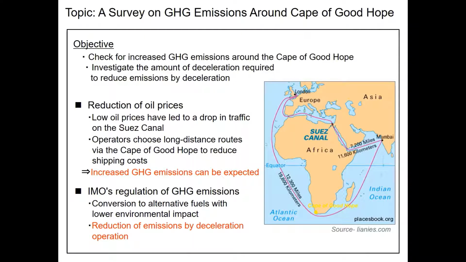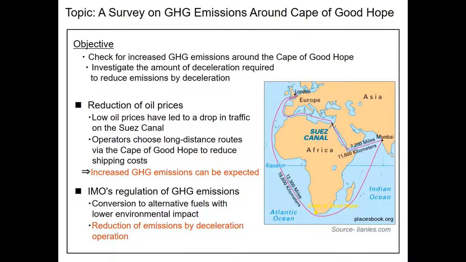Now, we want to explain the topic, a survey on GHG emissions around the Cape of Good Hope. This April, the traffic volume in the Suez Canal dramatically decreased due to lower oil prices caused by COVID-19. Instead, there is a movement to reduce distribution costs by choosing the long-distance route via the Cape of Good Hope. Therefore, we can predict that the increase at the Cape of Good Hope would affect GHG emissions.